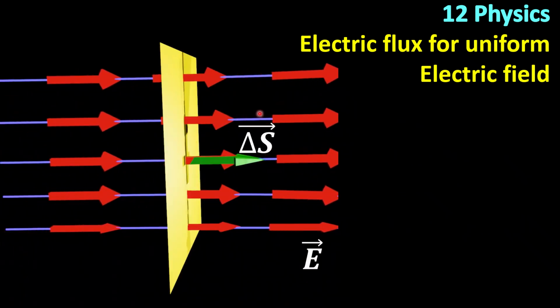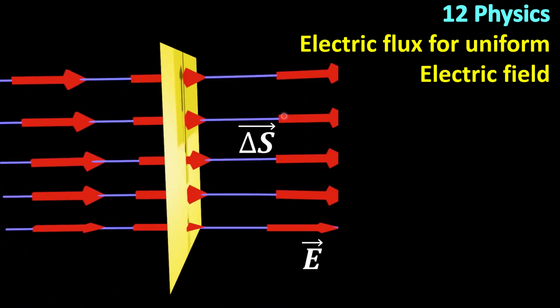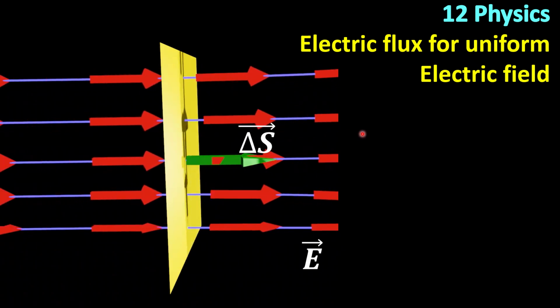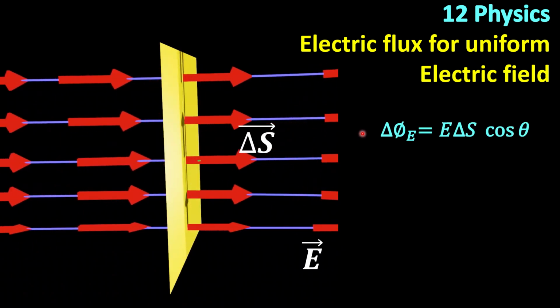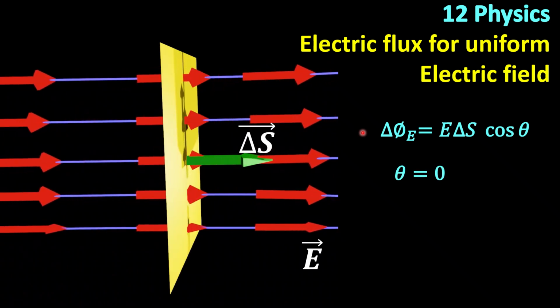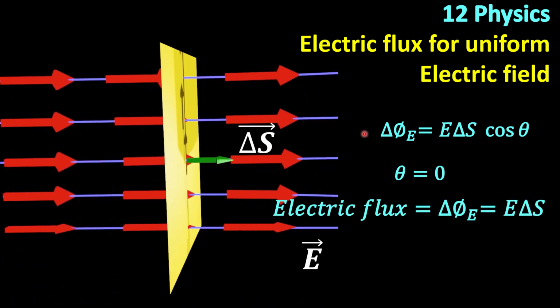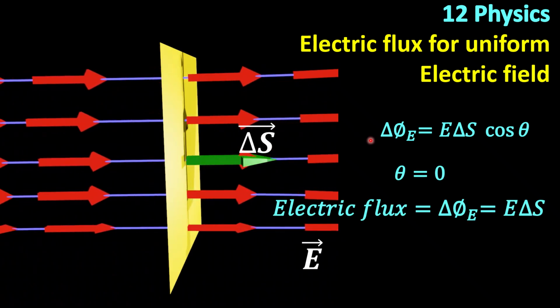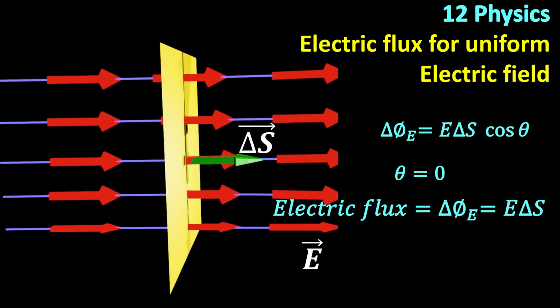That's why when the area vector is parallel with the electric field vector, electric flux is maximum because theta is equal to 0, cos 0 is equal to 1. So delta phi E, that is electric flux, is equal to E into delta S.